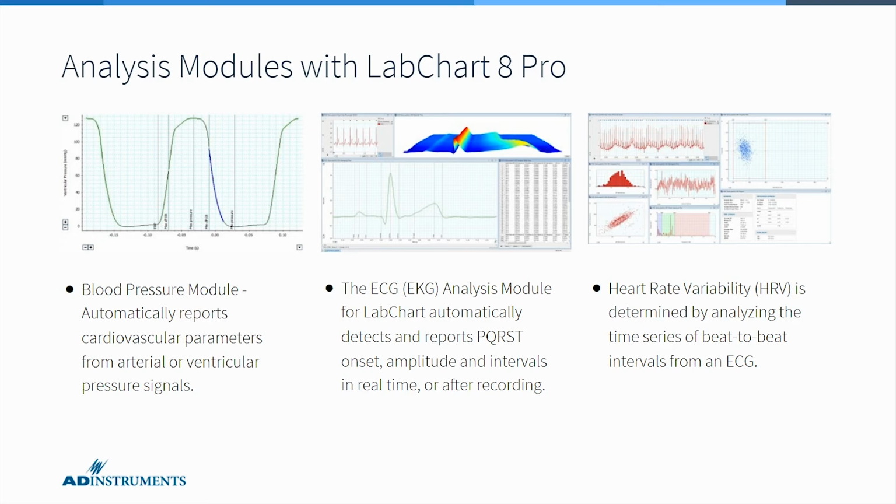LabChart 8 Pro at the moment has the built-in modules for analysis of waveform data. So that's the blood pressure module, the ECG analysis module, and the heart rate variability module are just 3 examples of the modules that will be useful for analyzing your telemetry data, particularly for cardiovascular customers. And these soon will be introduced into LabChart Lightning as well.